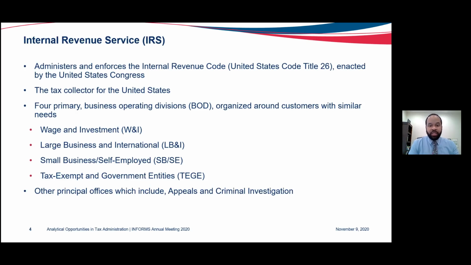Onto the small business and self-employed division, their customers are also corporations and partnerships with assets under $10 million. So it's a complement of the large business and international division's corporation and partnership customer base. But within the small business and self-employed division, they also have taxpayers who are generating income from farms, rental properties, and they also contain customers who have small businesses with or without employees.